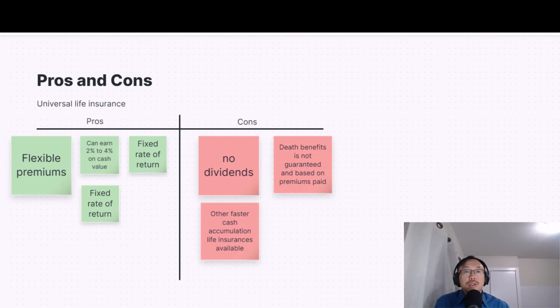So in conclusion, universal life insurance is a second iteration of permanent life insurance. It is very similar to whole life, but it is more flexible than a whole life program. Some of the similarities it has with whole life is that it has a fixed rate of return anywhere from 2 to 4% on your cash value. And so that's it. I hope you learned the pros and cons of owning a universal life insurance program.